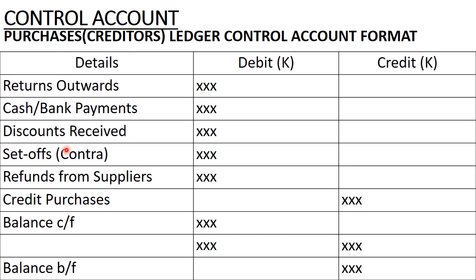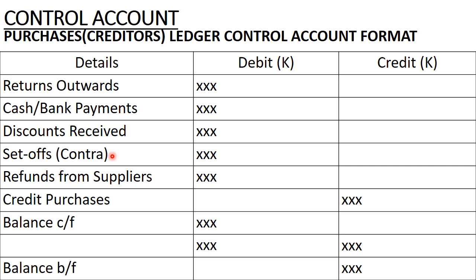On the other hand, we have the purchases or creditors ledger control account, which has this format. So the purchases or creditors ledger control account is where you have purchased some things on credit. Some things you can return, so returns outwards, you're going to put them on the debit side. Then cash or bank payments, you're going to put them on the debit side. If you receive a discount, you're going to put it on the debit side.